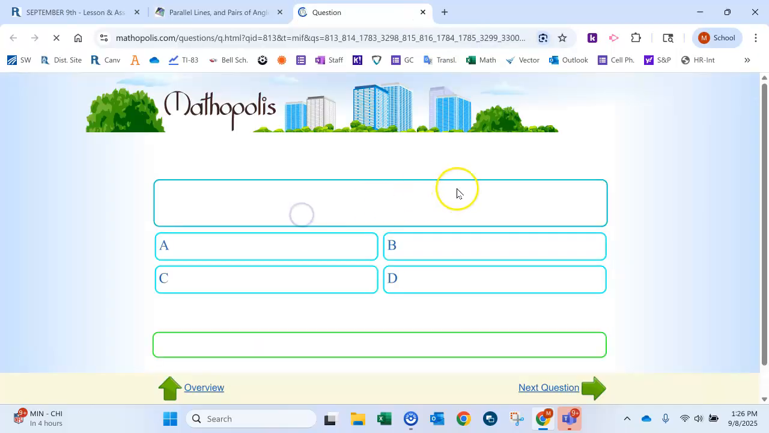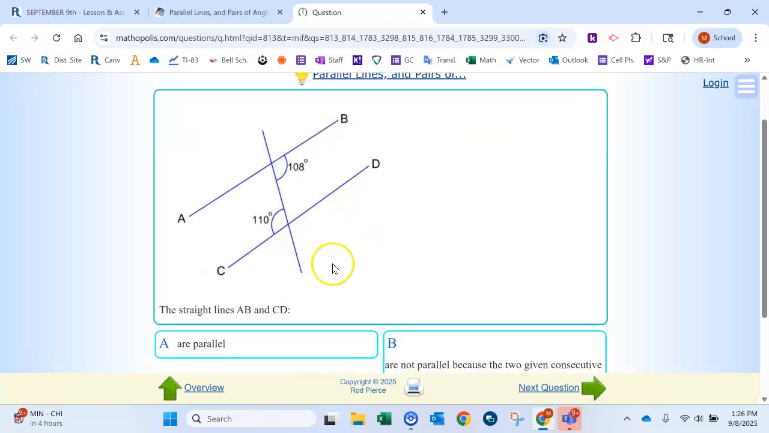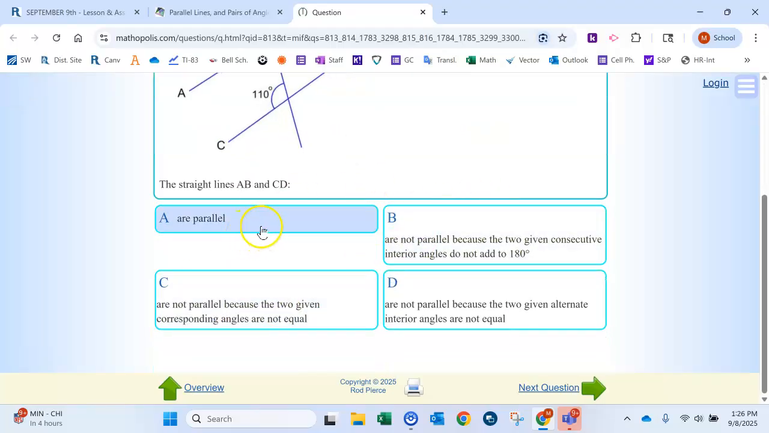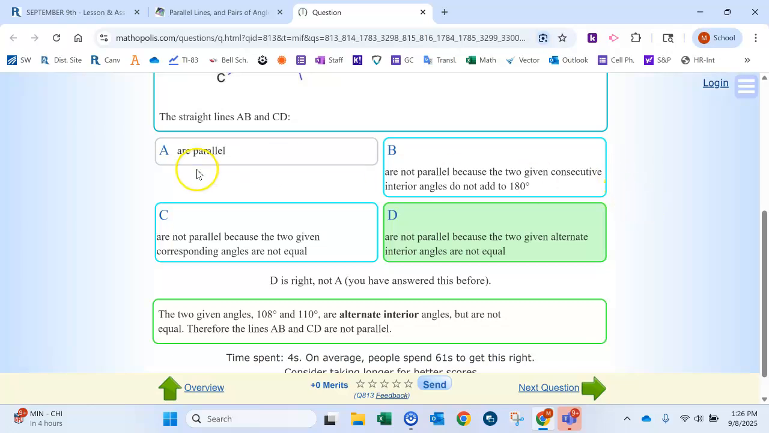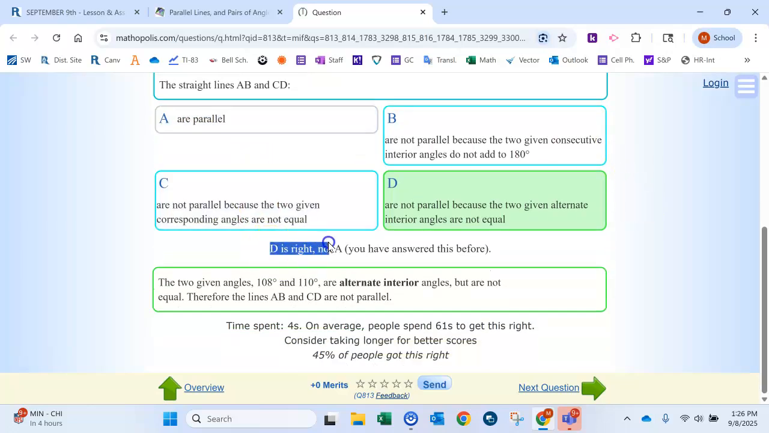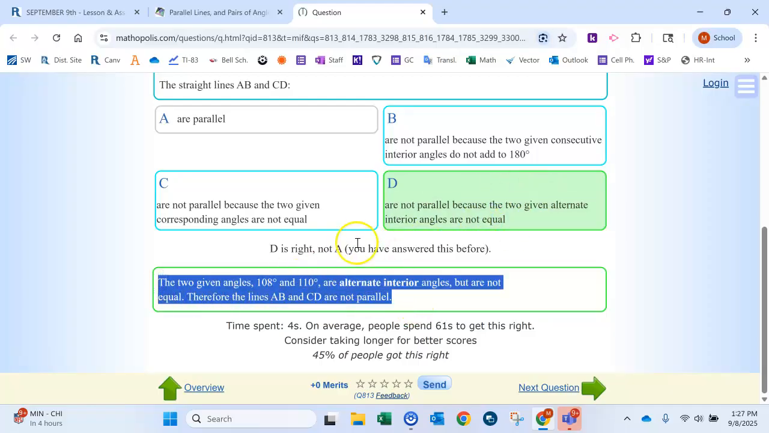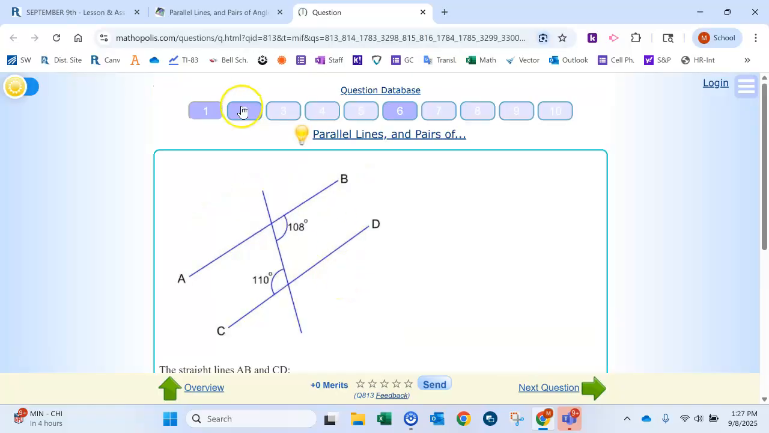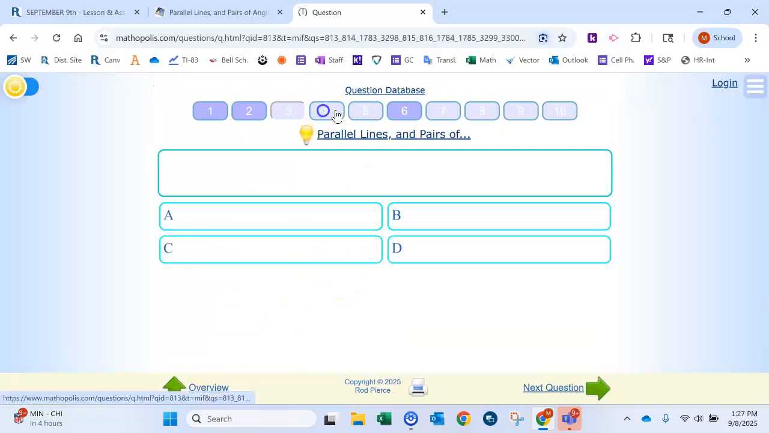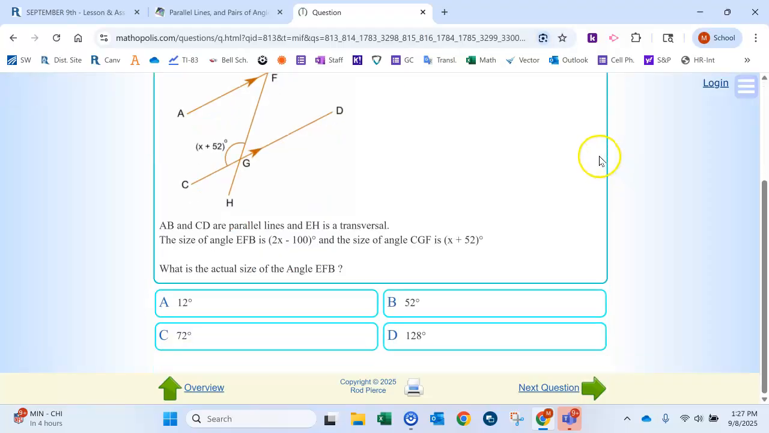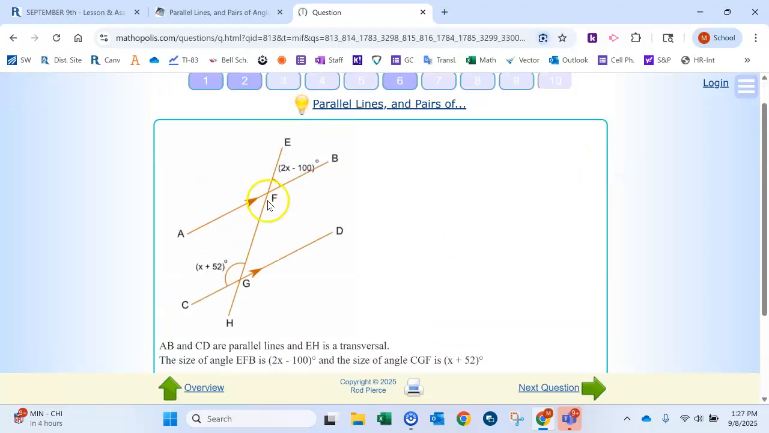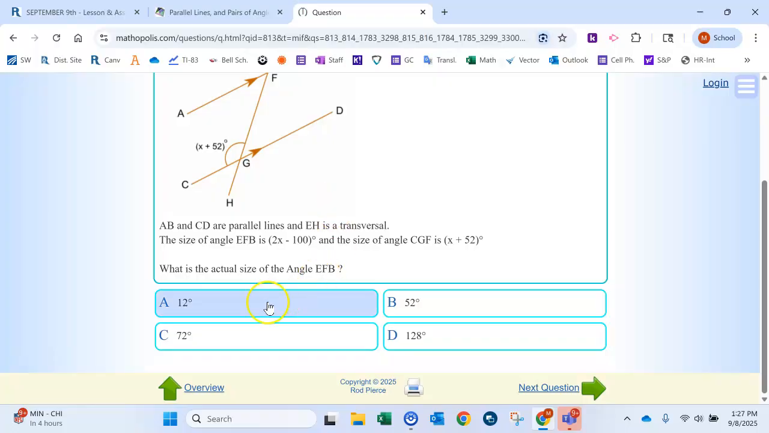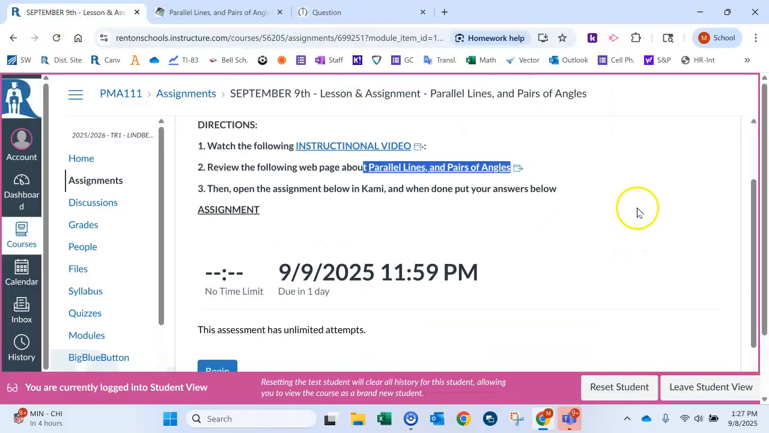What you'll do is get a question and try to answer it. Let's say I try to pick the wrong answer. Let's say I pick this one here. Are they parallel? It says D is right, not A, and then it explains why D is correct. So make sure you do these. There are going to be 10 questions, 3, 4, all the way to 10. That will help you understand it and figure it out. If you get it wrong, you can check the answer for the explanation. When you're done with that, you're going to come back to Canvas, and then you'll be ready for the assignment.